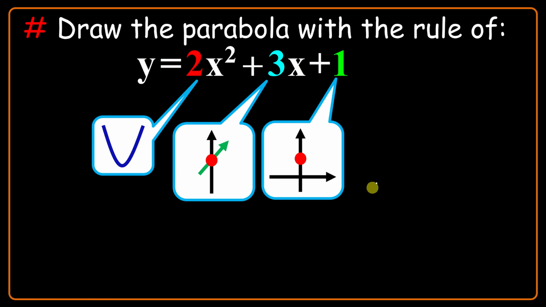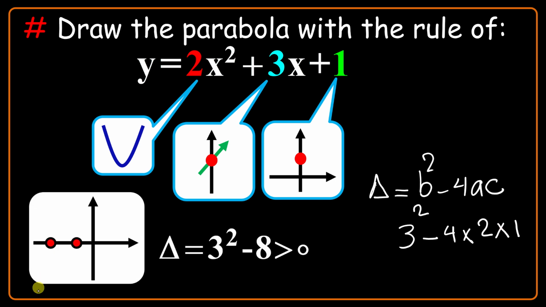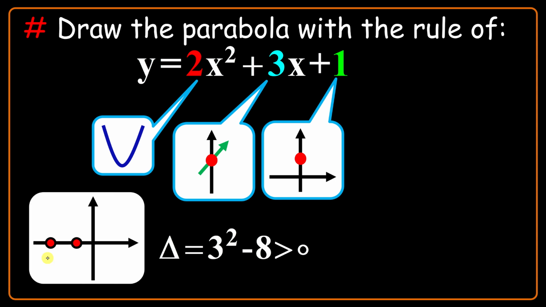What about the roots? I should check the determinant. Delta is b squared minus 4ac. b is 3 to the power of 2 minus 4 times a, which is 2, times c, which is 1. Okay, so delta is positive, so I must have two separate roots, real roots.